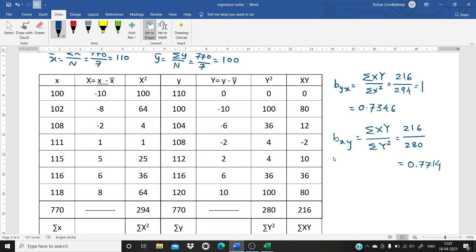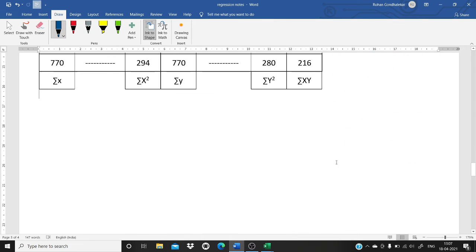See the property number two: if one of byx or bxy is greater than 1, the other has to be less than 1. But here, both of them are less than 1. So no need to check that property. Fine.